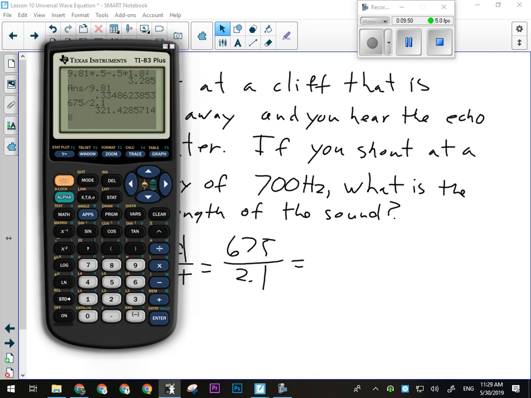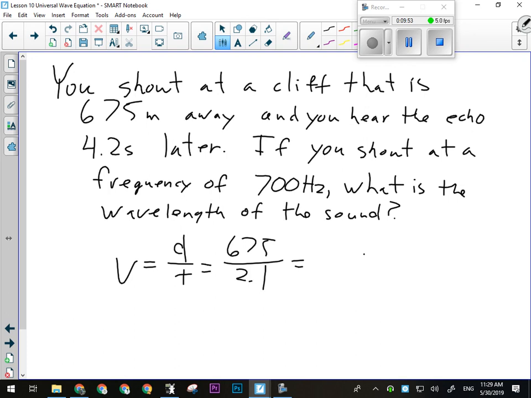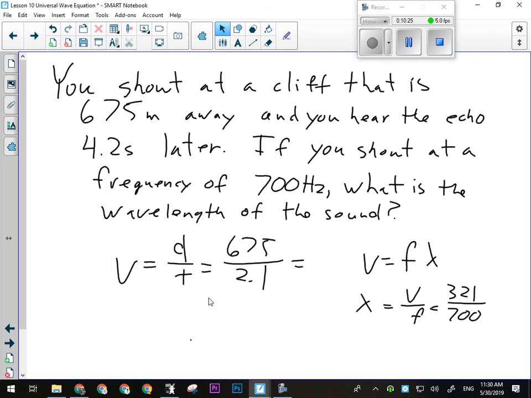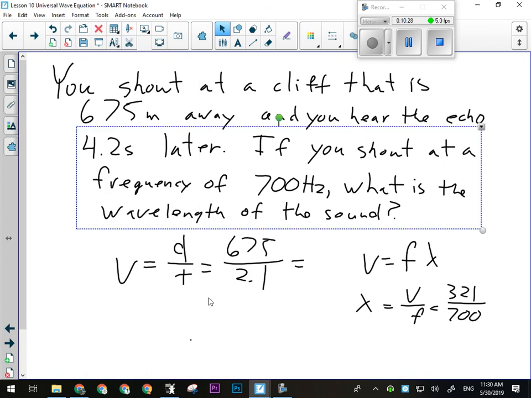All right, so I've got my speed of sound. Now I can use V equals F times lambda and calculate lambda. So lambda will equal V over F, taking my 321 or whatever it came out to, and dividing that by 700 hertz. So the wavelength of that sound is 0.459 meters. No, 0.46. Sorry, I have two significant figures here. All right, everybody okay with that one?